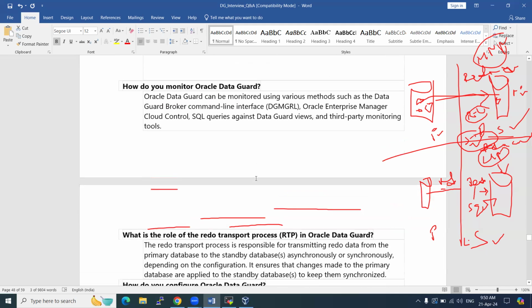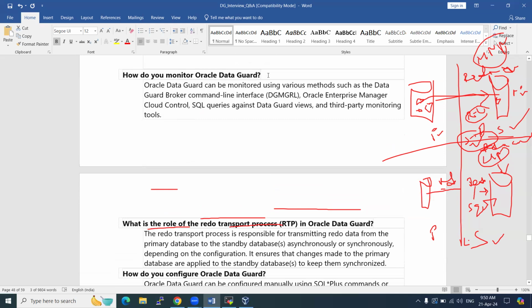Okay, next question. How do you monitor Oracle Data Guard? Simple, right? As I said, we can use the DGMGRL command as the Data Guard broker, or use OEM, the Oracle Enterprise Manager tool, or use SQL commands on the command line. We also have so many third-party tools. So we can use any one of those methods, like Data Guard broker configuration, basic SQLs or the command line, or OEM to monitor your Data Guard.